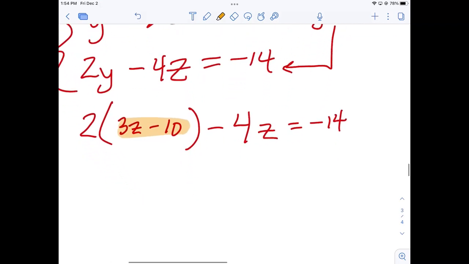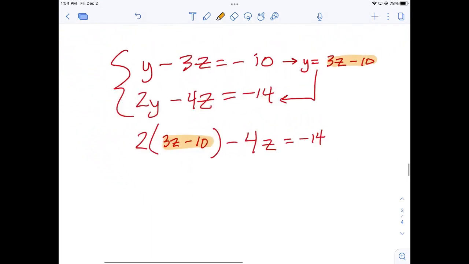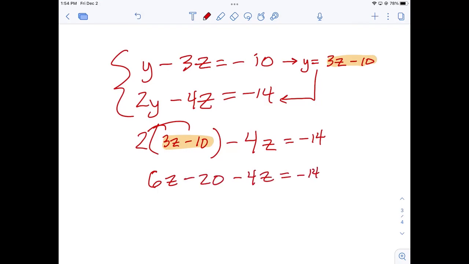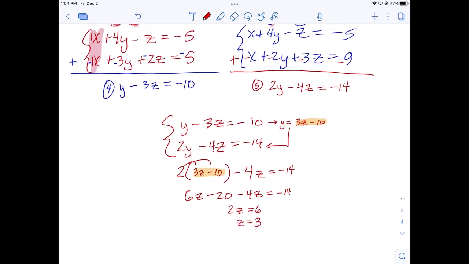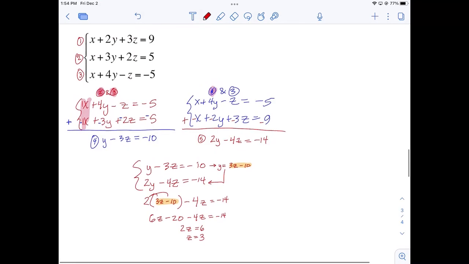And now I have a single equation in terms of z, and now we're back in algebra 1. I just distribute, expand it out. 6z minus 20 minus 4z equals negative 14. And I got 6z minus 4z is 2z. And then I bring the 20 across. 20 minus 14 is 6. Divide both sides by 2, and you get z equals 3. I'll be a monkey's uncle. All of that, and we got a nice little integer value there. Z equals 3.